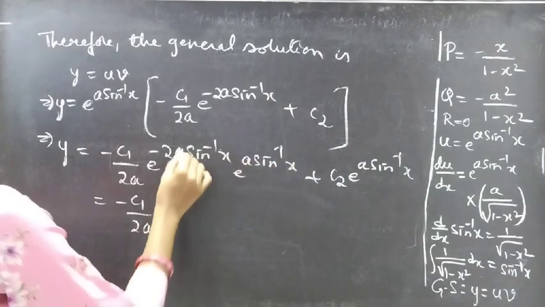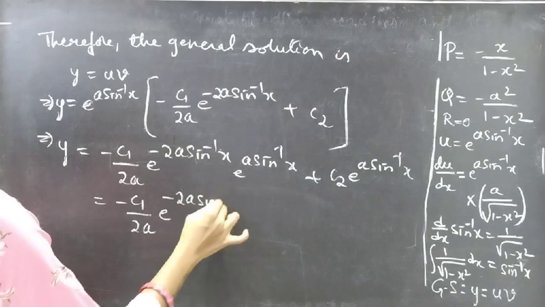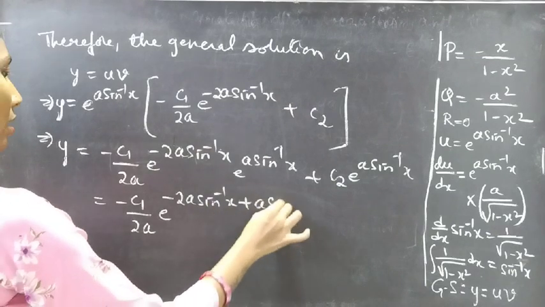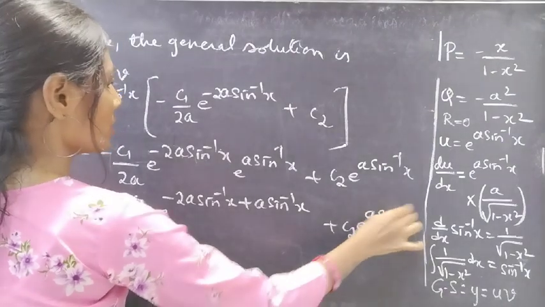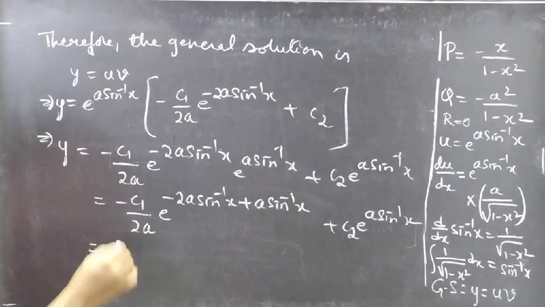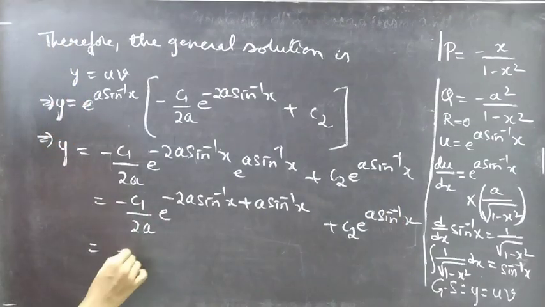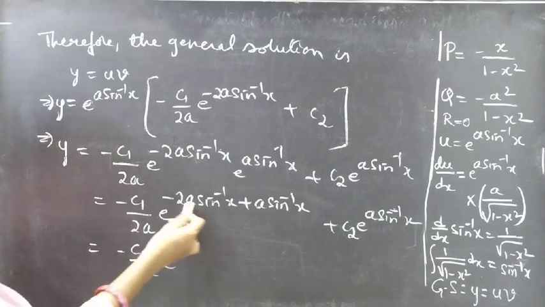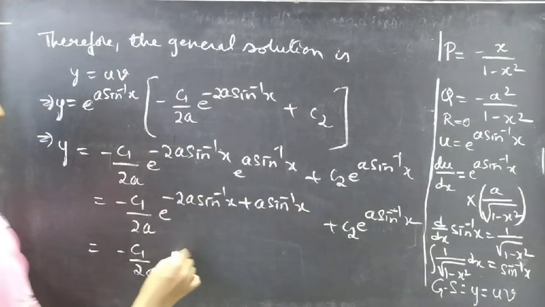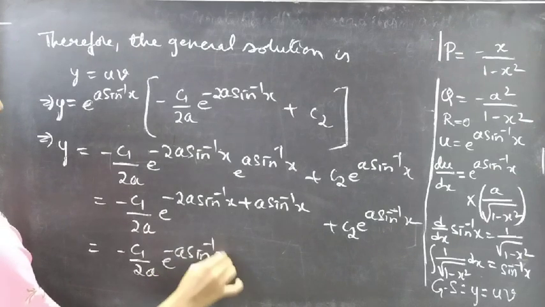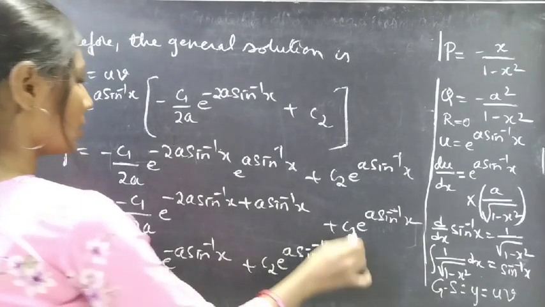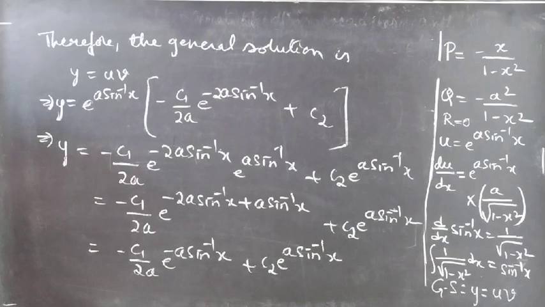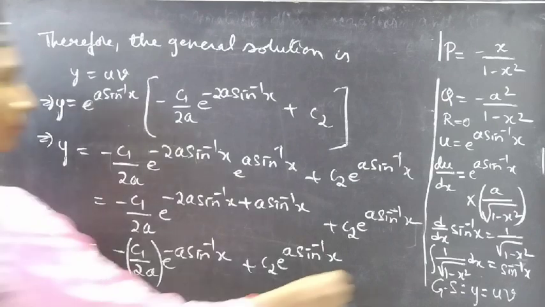Let's add the powers. We'll get minus 2a sine inverse x plus a sine inverse x. Okay? Plus c2 e power a sine inverse x, which equals minus c1 by 2a into e power minus 2a sine inverse x plus a sine inverse x, which is minus a sine inverse x, plus c2 e power a sine inverse x, which is the required solution. This completes the problem.